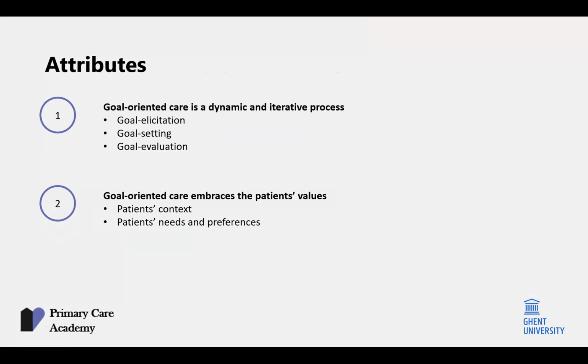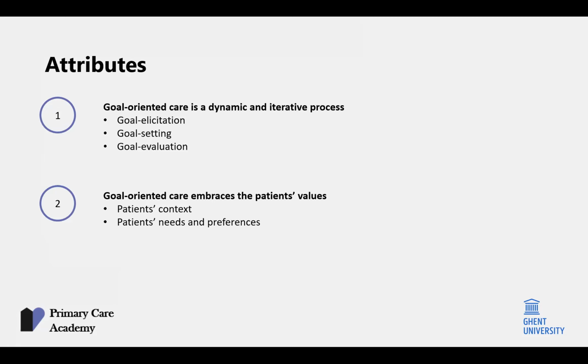For goal-oriented care, we specifically found that it's a dynamic and iterative process consisting of three phases: goal elicitation, goal setting, and goal evaluation. It's an ongoing process rather than a one-time intervention. So goal-oriented care is a process, which means you have to provide it in care over time rather than as a one-time intervention.